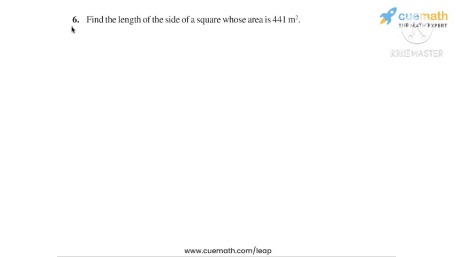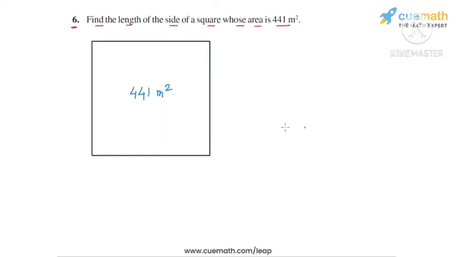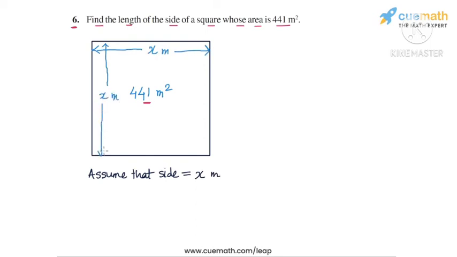Now coming to question 6 of this exercise, it says, find the length of the side of a square whose area is 441 meters square. Here's a figure that I've drawn for this question. We have this square whose area is given as 441 meters square, and we have to find the side of the square. Let's assume that each of the 4 sides of the square measures x meters, and this means that the area you can now express in terms of x.